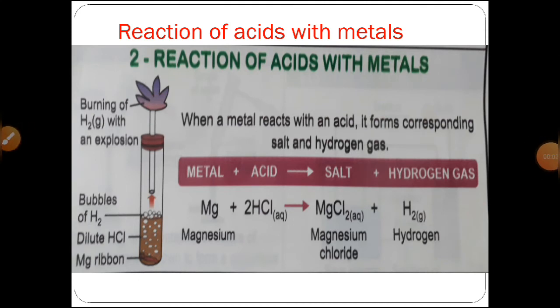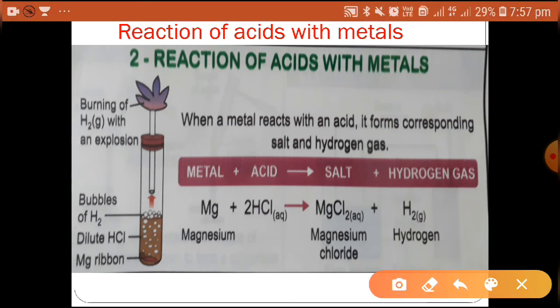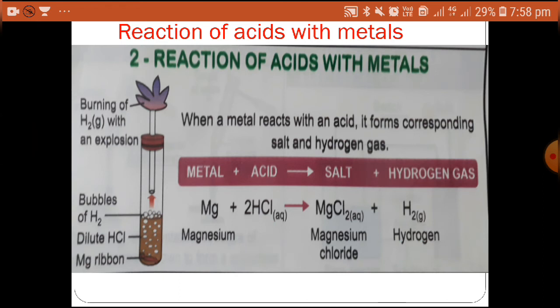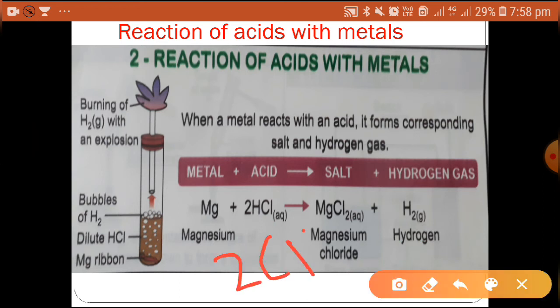So here you can see from the hydrochloric acid, hydrogen has come out in the form of gas. So what is remaining behind? Here two hydrogen ions are there, which is forming H2 gas. Now what is remaining behind? 2Cl minus ions. So the 2Cl minus ion from the hydrochloric acid will combine with the magnesium to form magnesium chloride.